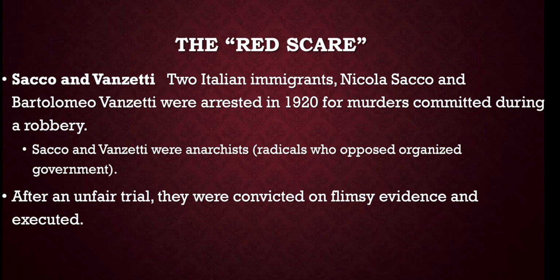One of the big cases that came out of the Red Scare was the case of Sacco and Vanzetti. These were two Italian immigrants. They were Nicola Sacco and Bartolomeo Vanzetti. They get arrested in 1920 for murders that were committed during a robbery. This would be in Massachusetts.